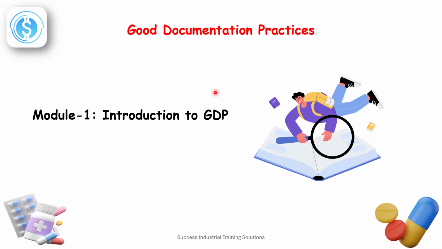In this module 1 of the Good Documentation Practices, which is also known as GDP, we will learn the basics of the documentation used in the pharmaceutical industries. Good documentation is the backbone of GMP and ensures product quality and patient safety in the pharmaceutical industry.